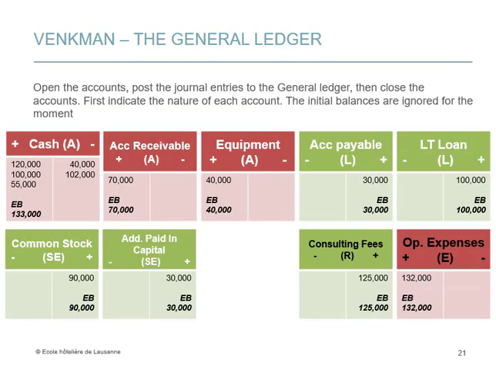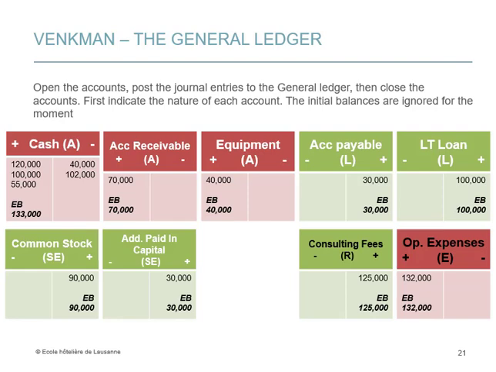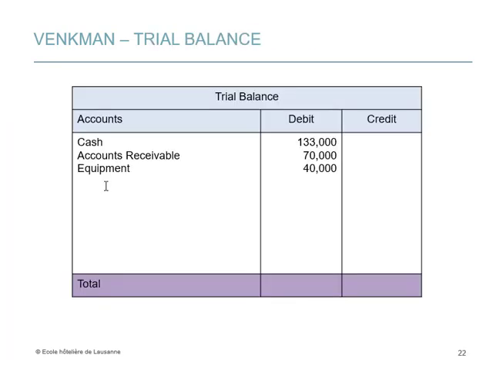70,000. What else? We have equipment on the debit side of 40,000. And the next one is liabilities, accounts payable. We have it on the credit side for 30,000, because you remember that for the liabilities, the plus side is the credit side. So accounts payable, credit side of 30,000.